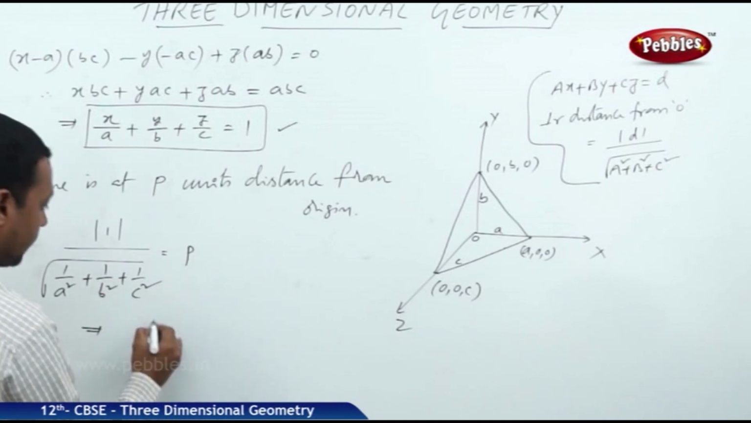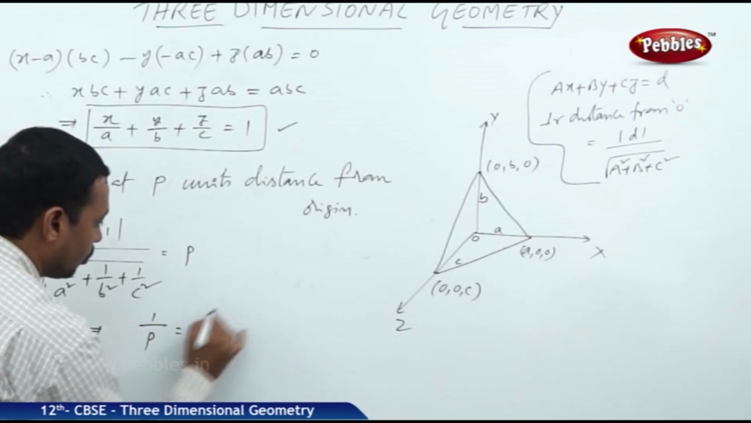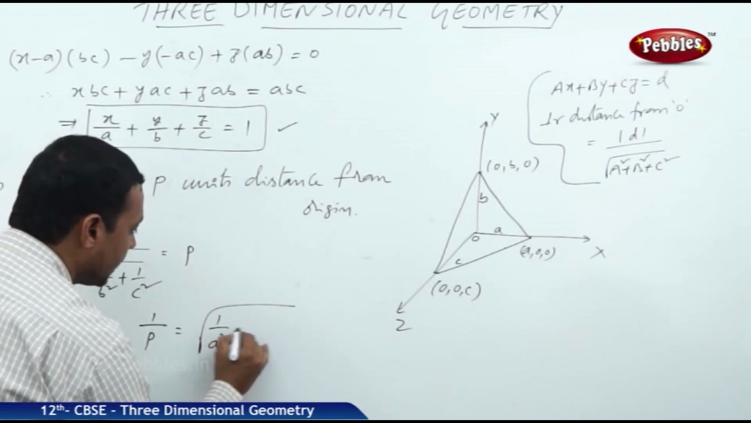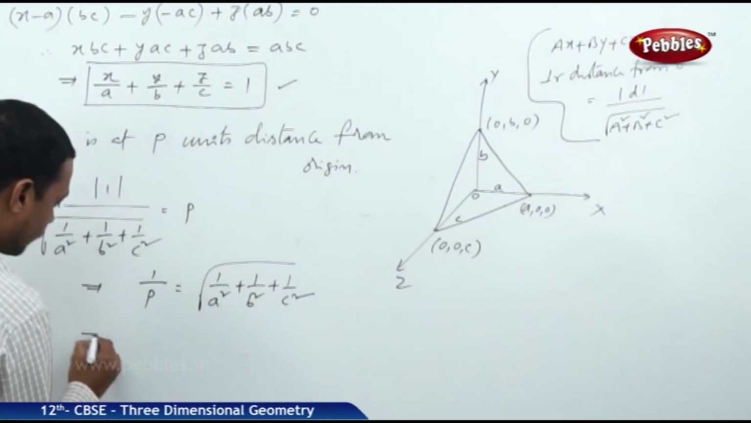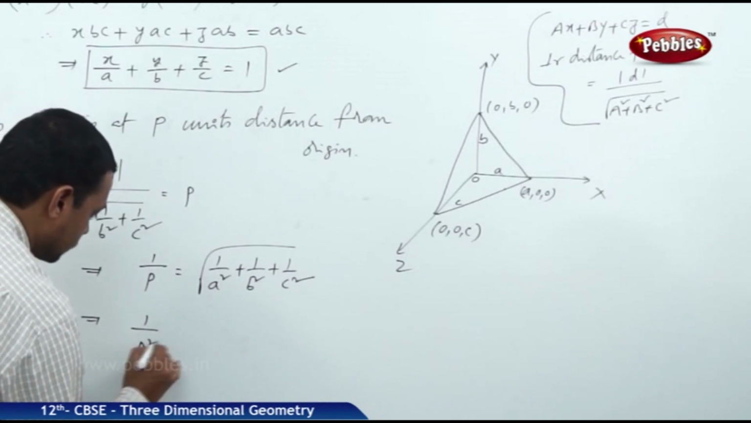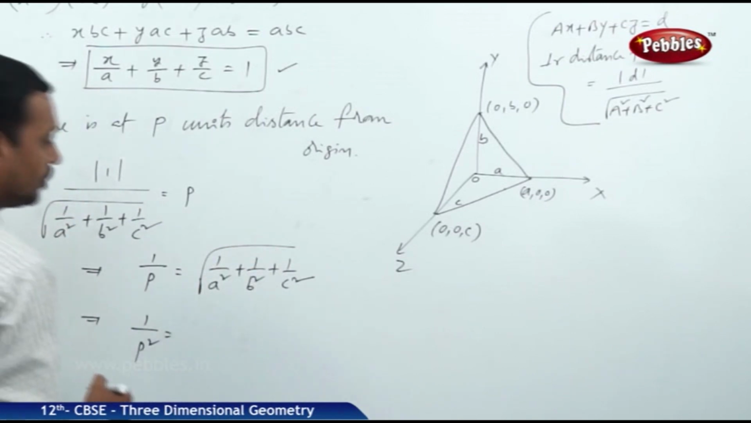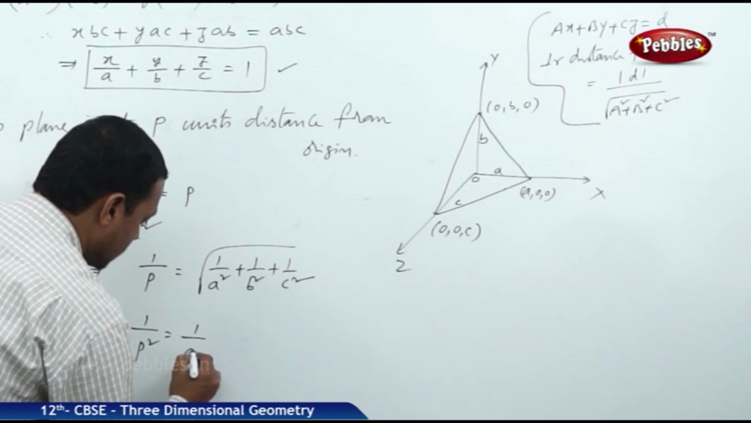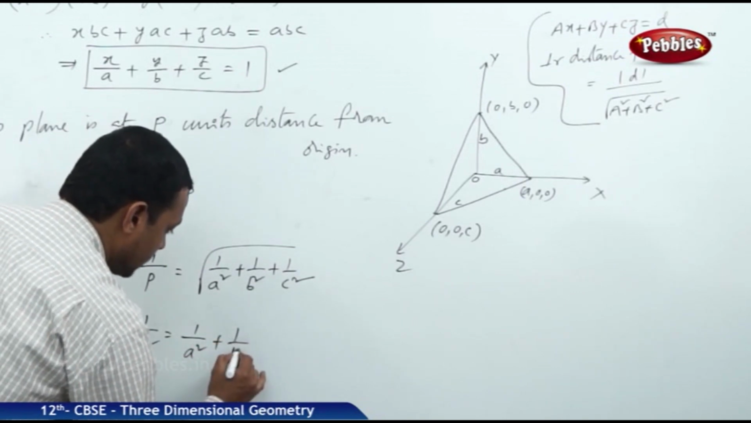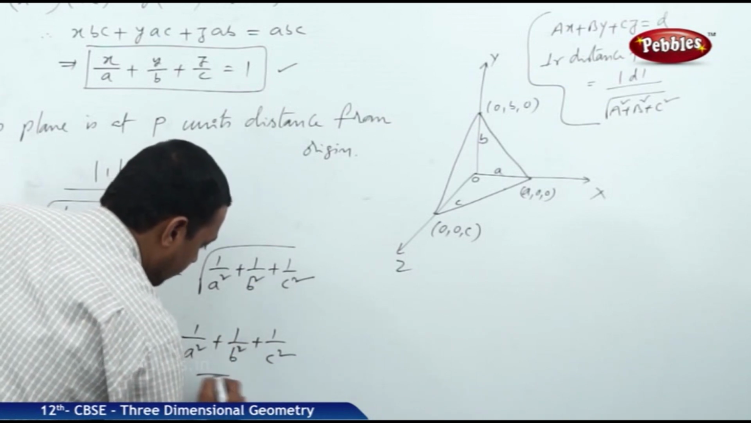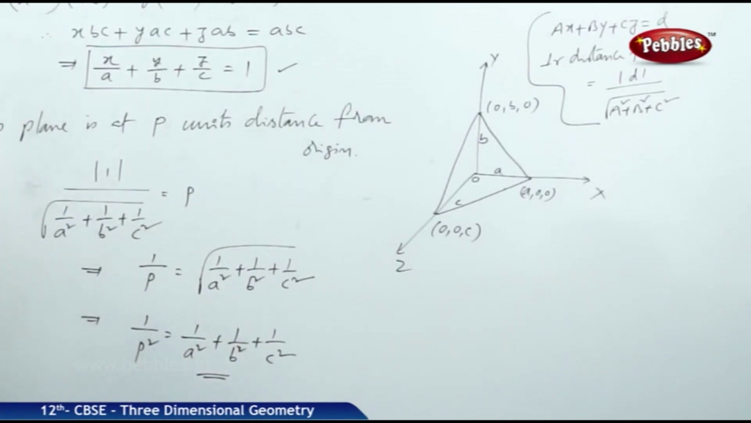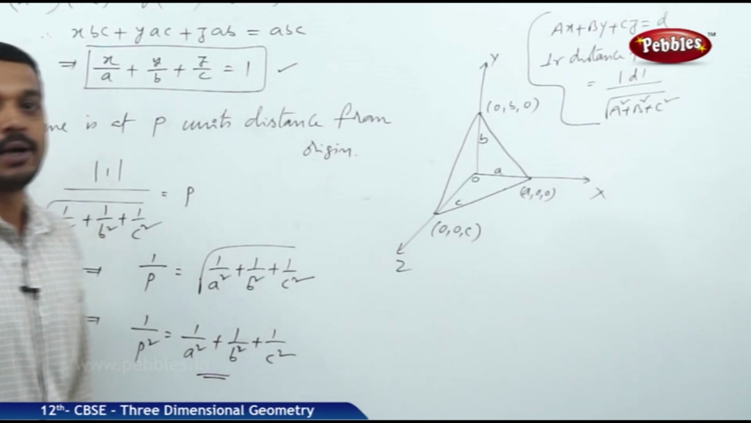Now on cross multiplying, 1 by p is equal to root of 1 by a square plus 1 by b square plus 1 by c square. Now squaring on both sides, 1 by p square is equal to, the square root on the right side is eliminated while squaring, hence 1 by a square plus 1 by b square plus 1 by c square. So finally, 1 by a square plus 1 by b square plus 1 by c square is equal to 1 by p square.